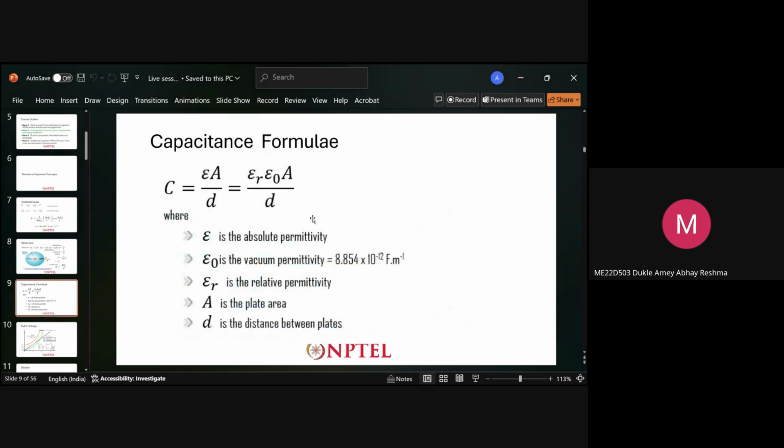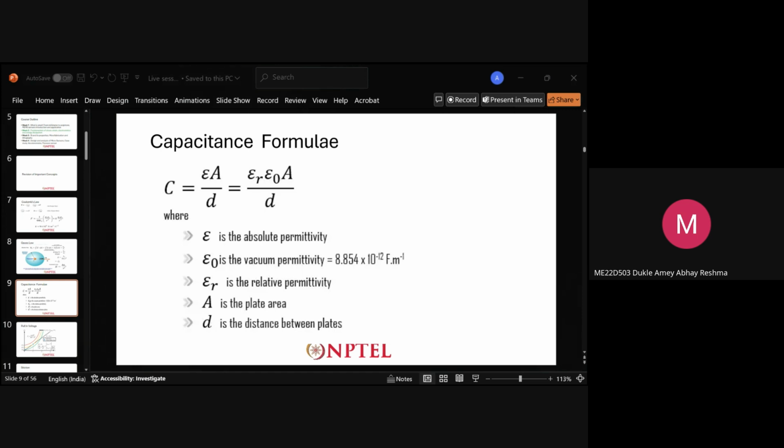Moving to the next formula, this is the capacitance formula. When you have a capacitor with the plate area of A, and the two plates are separated by distance d, the capacitance is given by epsilon r times epsilon naught A upon d. Epsilon naught is the vacuum permittivity, and epsilon r is the relative permittivity between the medium and the vacuum. So that is how the formula is placed. This is an important formula. You need to know this formula for your exam.